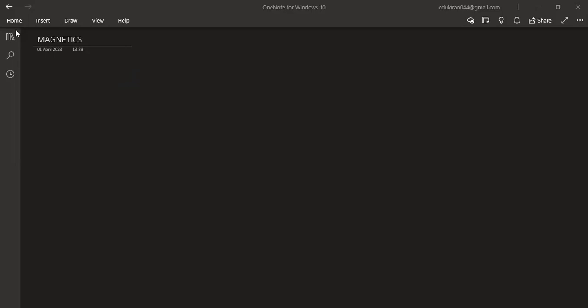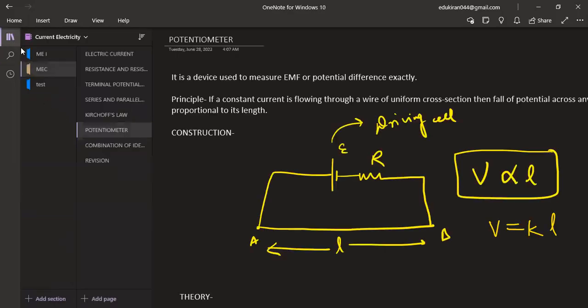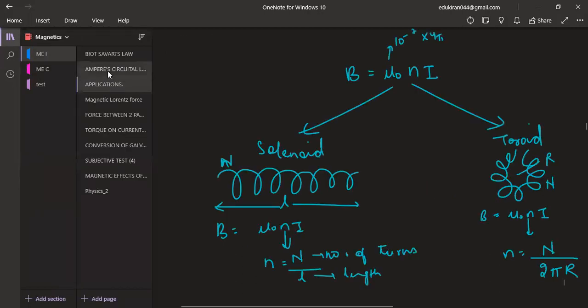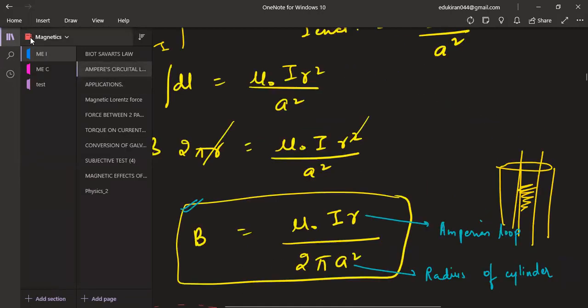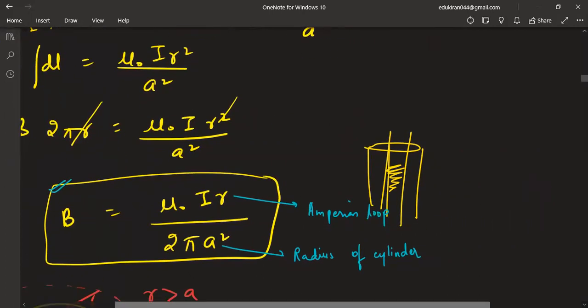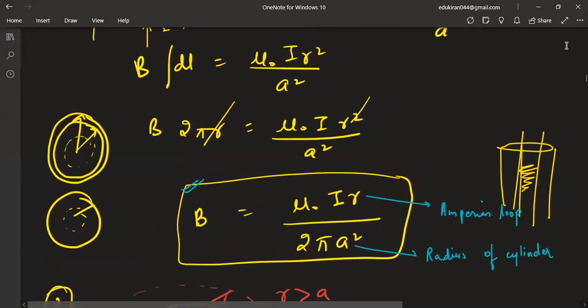Yes, Ashit, I can. This Amperian loop part you want? These formula or the above part? Which part, Ashit, exactly? This one. This one. Can you explain once more?